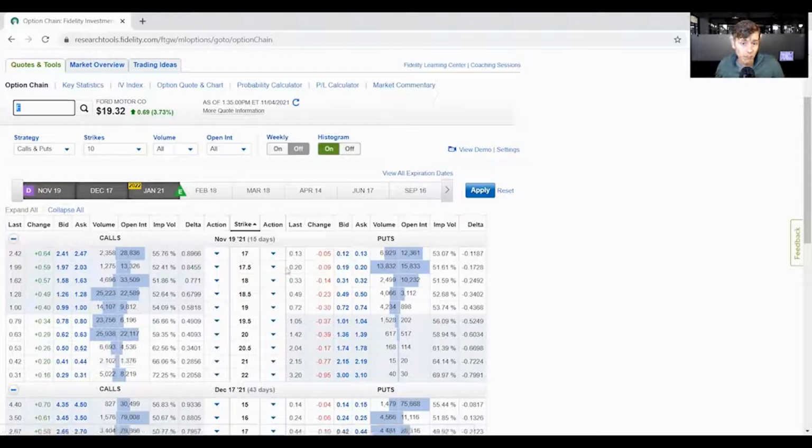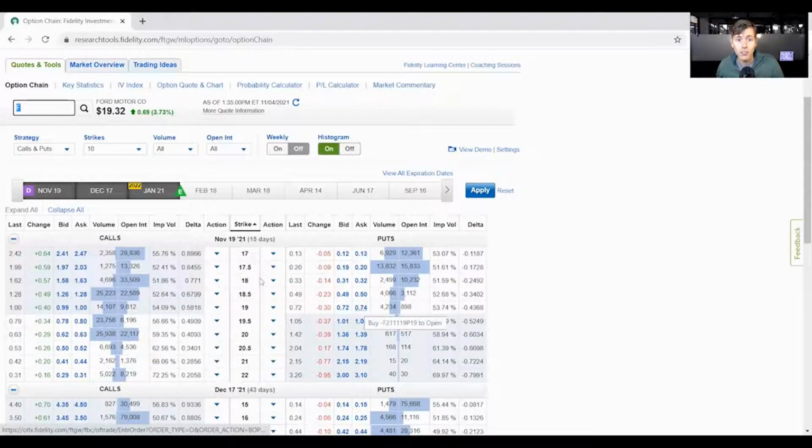Let's go ahead and look at the puts. Same thing, all right? So a 19 strike put, work our way over here. We see that the bid is 72 cents. The offer is 74 cents. All right, so if you're a big bad bear, you think Ford's going lower, you want to buy a put, you're going to be paying the offer. That's 74 cents. Okay. Very tight options here.